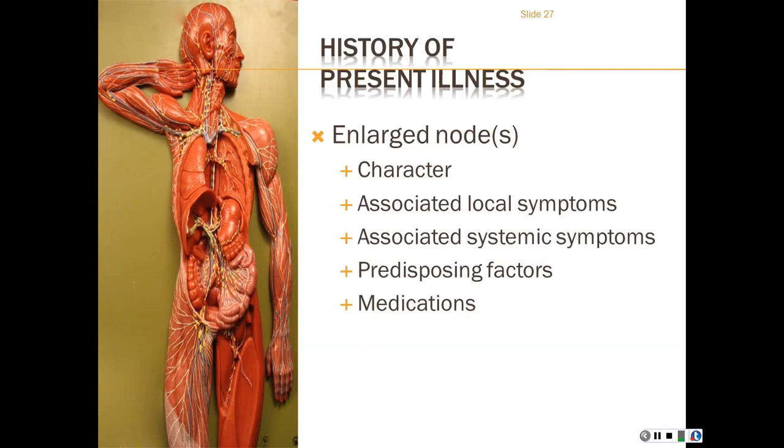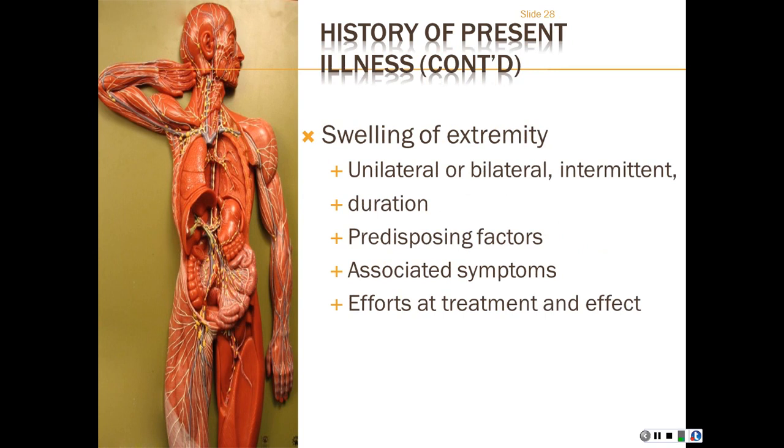What do you want to know on the history of the present illness? The character, associated local symptoms, associated systemic symptoms, predisposing factors, and medications. You want to notice if there's any swelling of the extremity. You want to notice whether there were any predisposing factors like surgery, and any other predisposing factors. You can have swollen extremities and pedal edema from prolonged sitting, like on long flights, or just long sitting, long road trips. Unilateral, bilateral, or intermittent swelling.